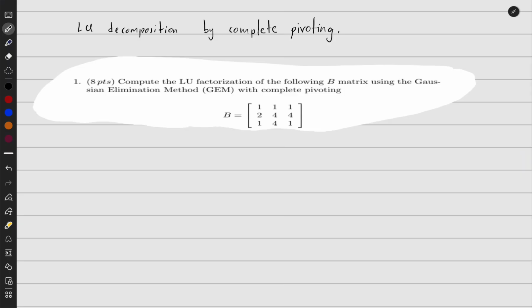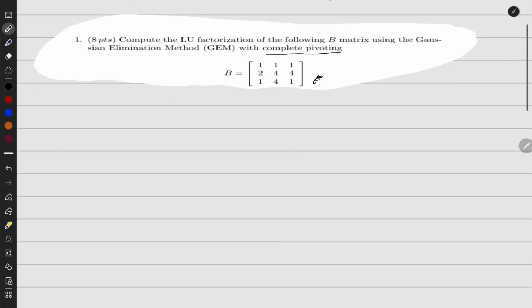Today we're going to be discussing the LU decomposition by complete pivoting. I want to compute the LU factorization of this matrix B using Gauss elimination. However, I want to be specific with complete pivoting. With complete pivoting, whenever I'm creating the pivot, I have to make sure the maximum value within this matrix B is the one which is there.